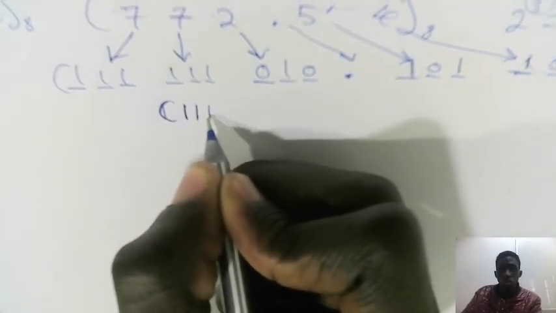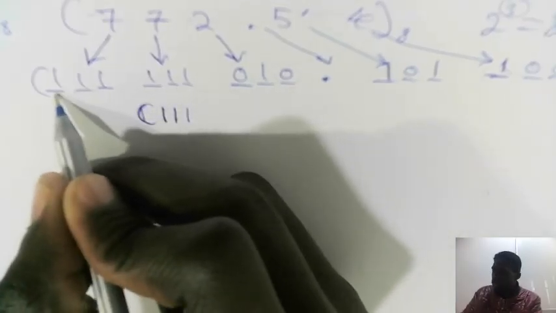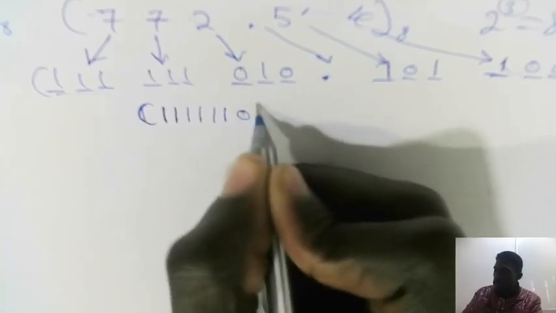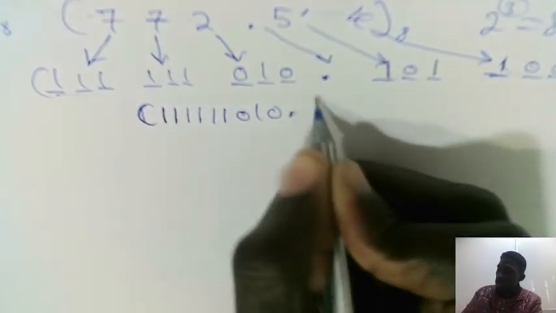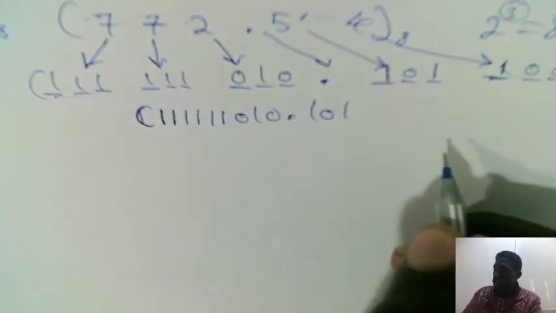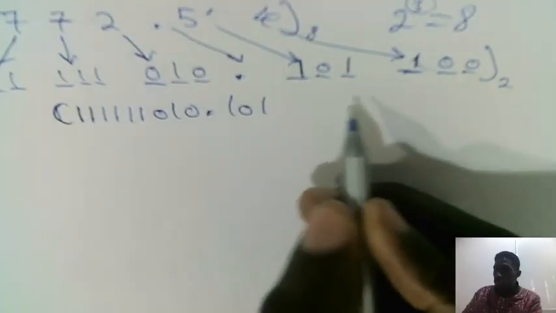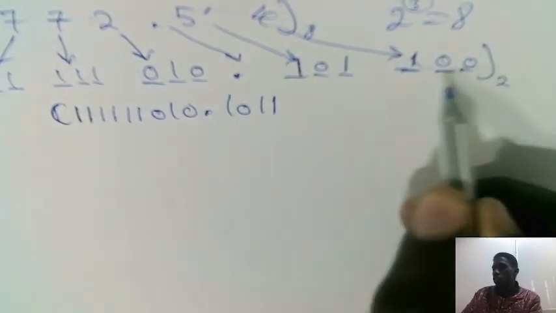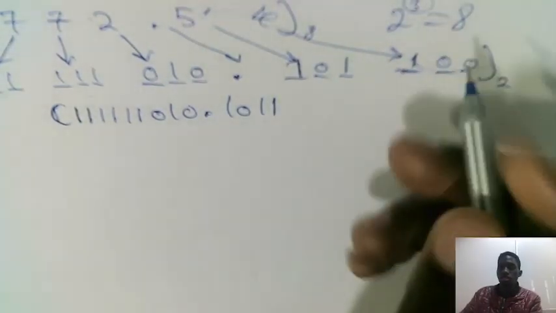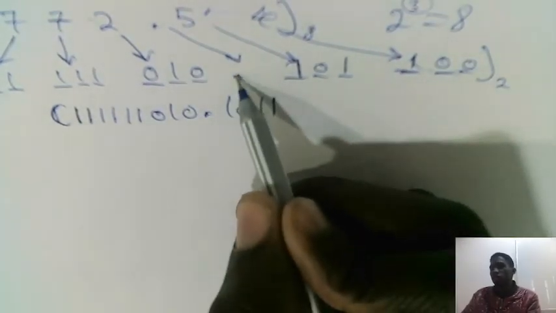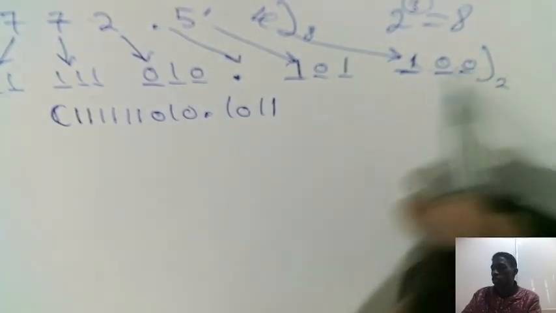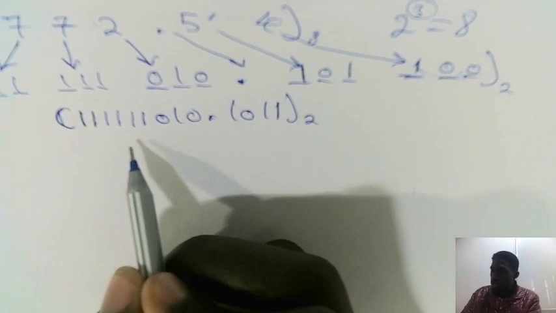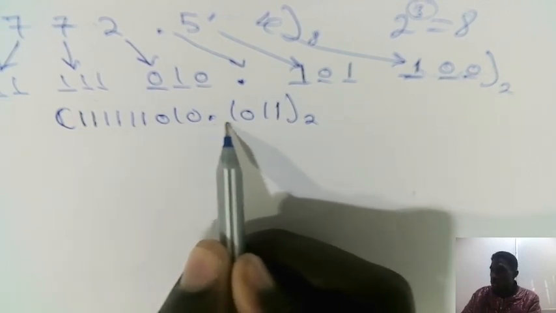So 111, 111, 111, 010, 0.101, 0.101, 1. The zeros here can be omitted since they are just at the end of the number, and it's after the decimal point, so we can drop these zeros. So this is what we have in base 2.